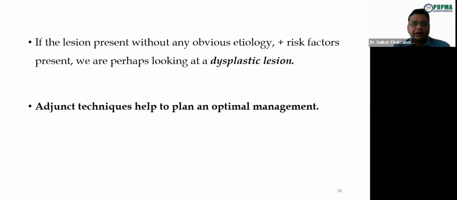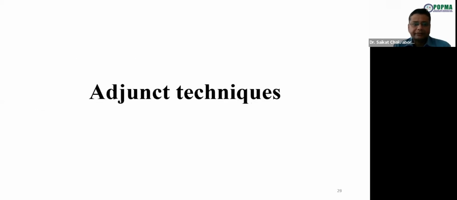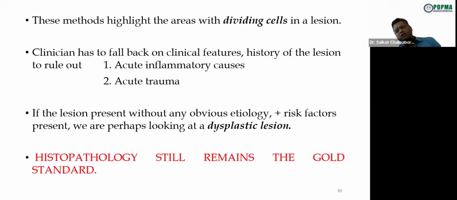As mentioned, there is no obvious etiology. Risk factors are present. It's a dysplastic lesion. Adjunct techniques are very helpful now to tell you what to do ahead. I'll give a very short review of the adjunct techniques which I use in my practice. Basically, the adjunct techniques will tell you that this particular white or red patch or ulcer has dividing cells. It will not tell you whether this is an OPMD or an inflammatory ulcer or a cancer. It will just tell you that it has dividing cells.